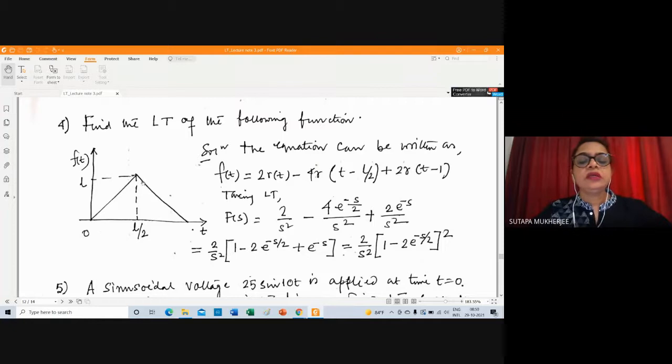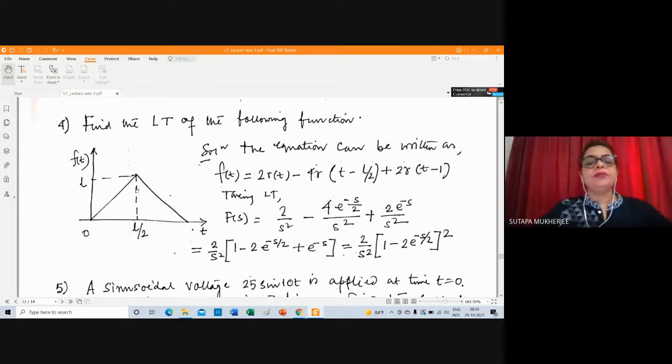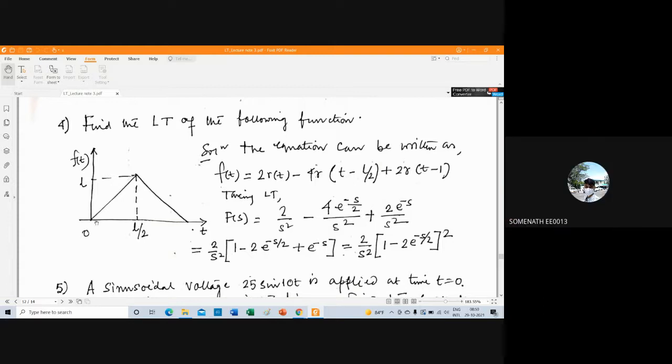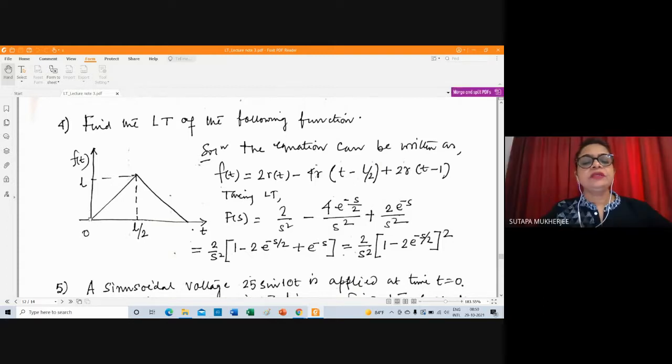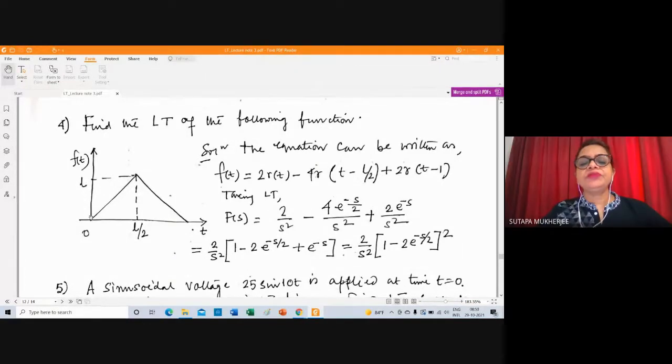This is a triangle. Can anybody tell me, this is basically what type of function? Combination of what? If you consider this one, what is the function? Ramp function. Okay, fine. This is a ramp function. Exactly right. So this will go up if you don't consider this one. This goes up. Am I correct, Abhishek? Yes, ma'am. So what is the representation of this ramp function?